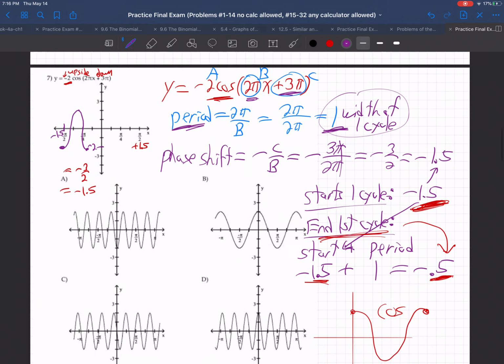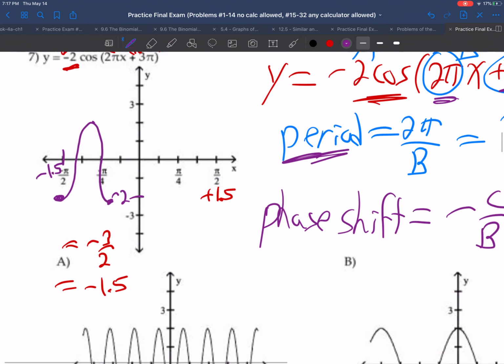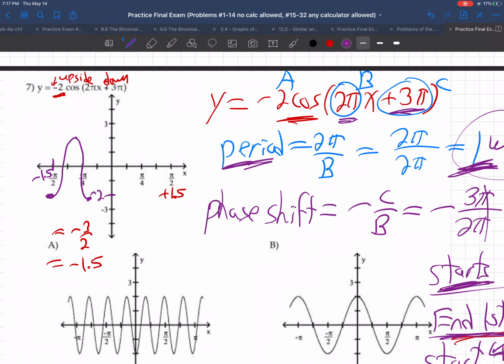Again, it's because I did the period and the phase shift, right? The period is 1. The phase shift is negative 1.5, which is where it starts. It starts at negative 1.5. And then you add the period and you get negative 0.5. So that's the ending point. That's where it ends one cycle, its first cycle. Where it starts plus the width of one cycle. Phase shift plus one cycle. Okay, so that means it starts at negative 1.5, which is about negative pi over 2, ends at negative 0.5, which would be about there. And so that's what it looks like.